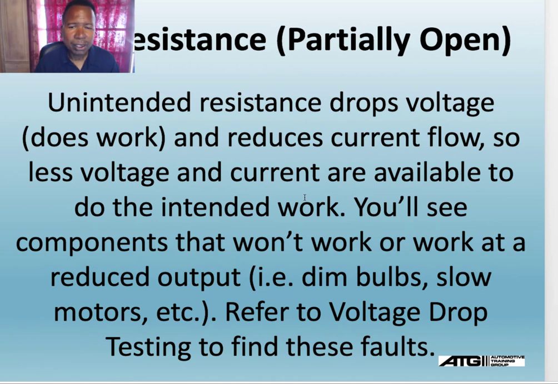Unintended resistance drops voltage. Remember, with any type of unwanted resistance, you're going to have a voltage drop across it, because we've got to push the current across it. It reduces current flow, so less voltage and current are available to do the intended work. Starter, fuel pump, light bulb. You'll see components that won't work, or work at reduced output.